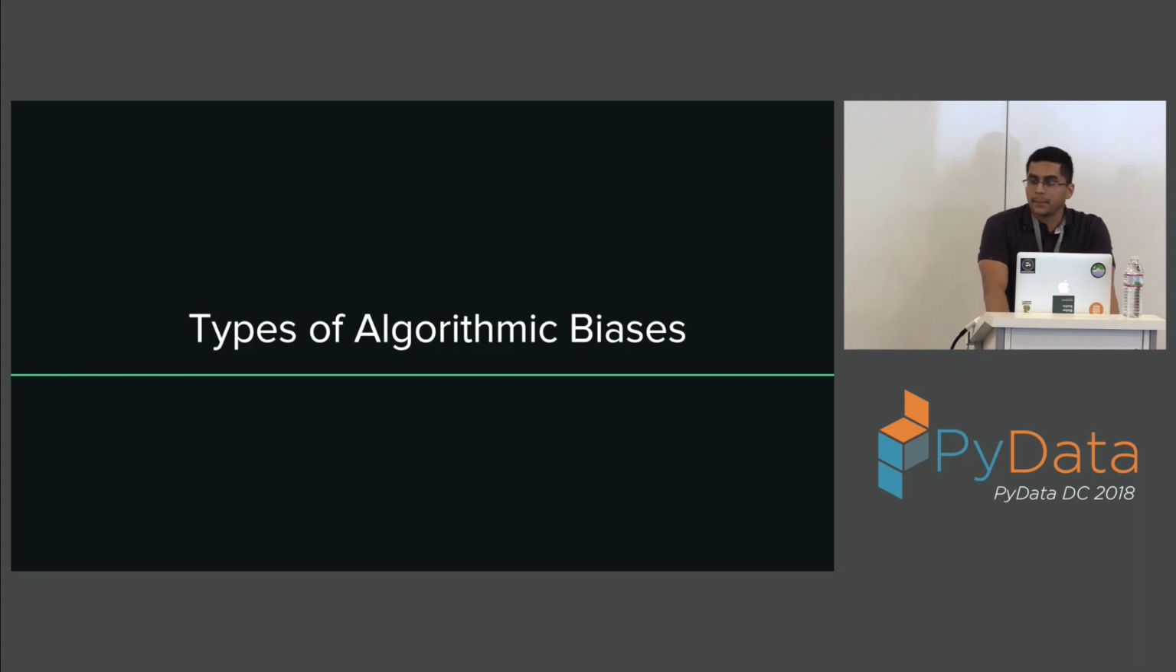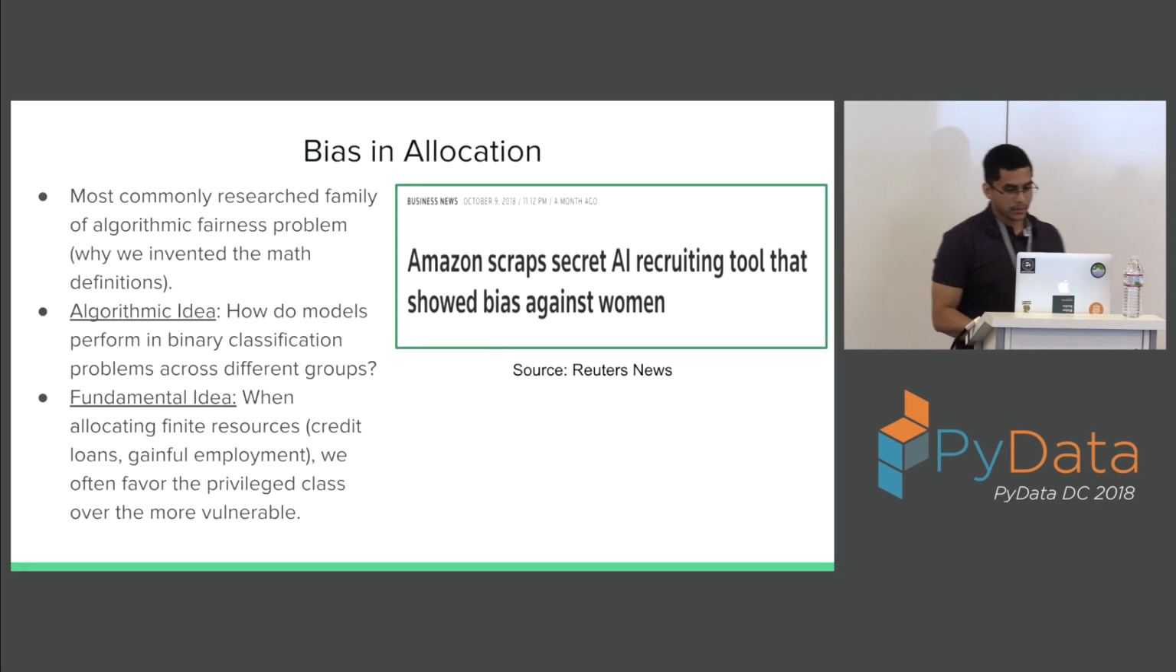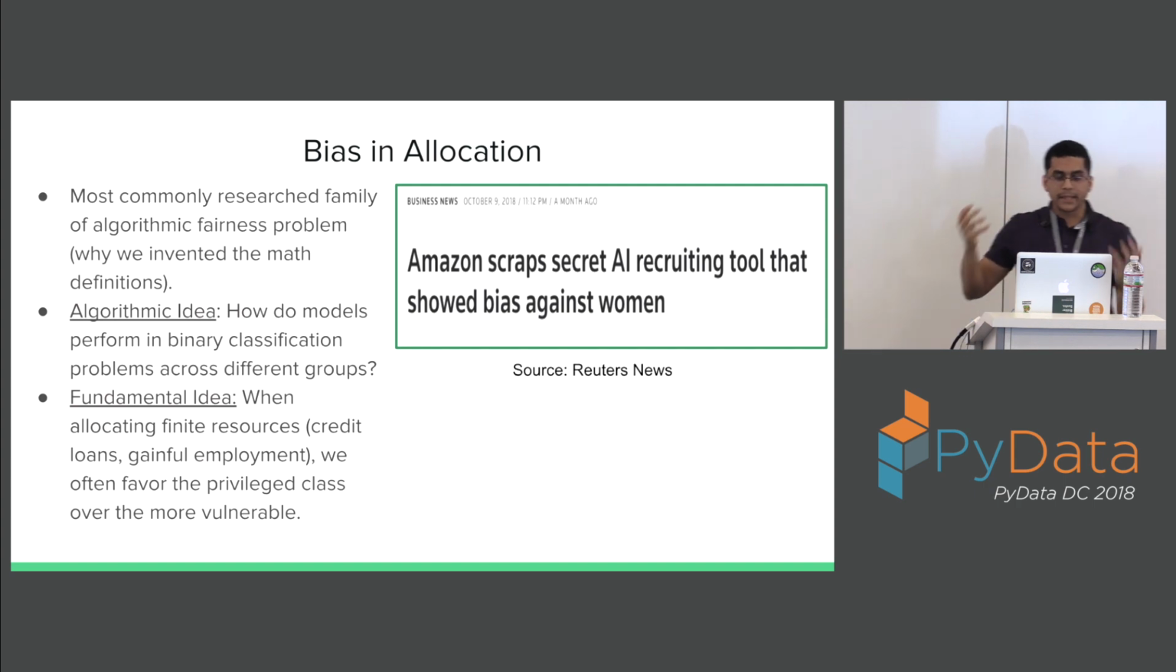So let's talk about types of algorithmic biases. It's not just algorithmic bias as one giant vacuum. There are ways you can break it down. The big problem we talk about is bias in allocation. This is the most commonly researched family of algorithmic fairness. This is why we invented all those mathematical definitions that I'm going to talk smack about later on.